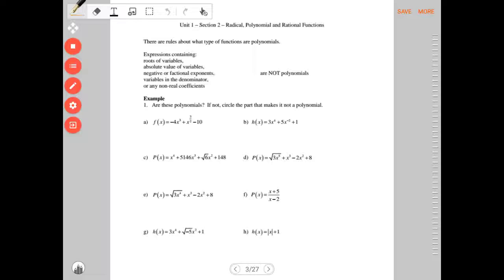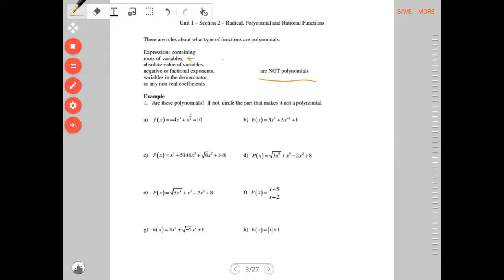Okay, so there are, of course, our rules about what type of functions are actually polynomials. Okay, it's usually easier to say what a polynomial isn't as opposed to what it is. So, things that are not polynomials. Any expression containing roots of variables. Okay, those are bad. Absolute values of variables. So absolute value of x, that would not be a polynomial. So a root x would not be a polynomial.